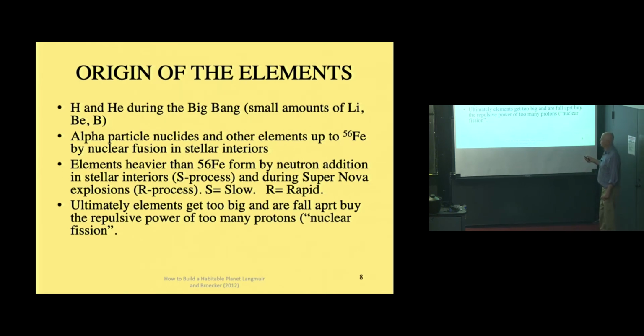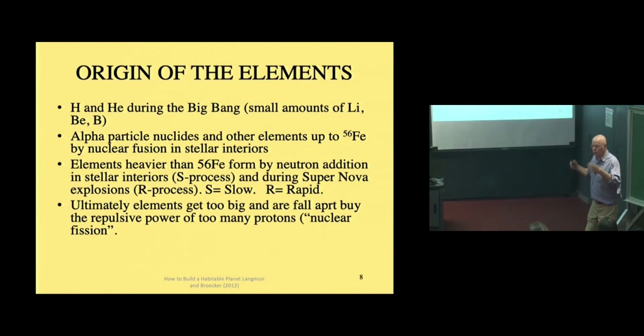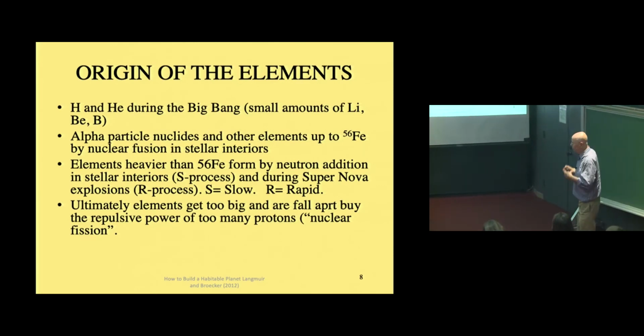We call that the S process. And during supernova explosions, we call that the R process. S and R sound like technical jargon, but S stands for slow and R stands for rapid. So you make them slowly as they cook in the stars, and you make them rapidly as the stars explode. And that makes all the elements heavier than iron 56.